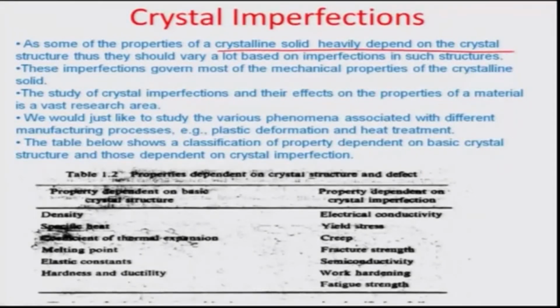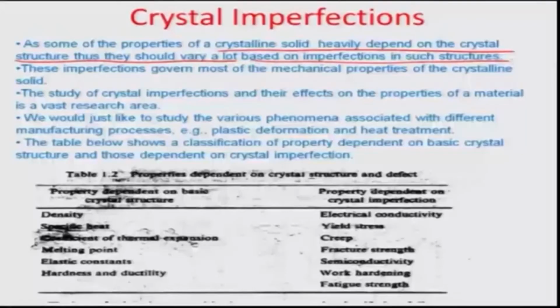So, I would now come to the crystal imperfections, and as you probably are aware, some of the properties of the crystalline solid really depend on the crystal structure, and thus they should vary a lot based on imperfections in such structure. So, the study of crystal imperfections and their effects on the properties of a material is really a very wide domain of research or study, where various properties, including, let us say, the mechanical properties, the electrical properties, so on and so forth, depend on these defects.